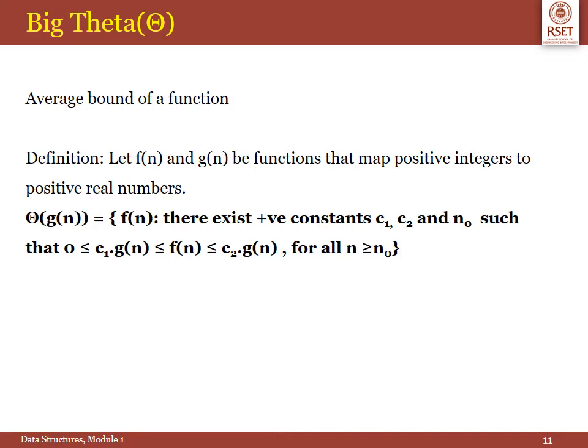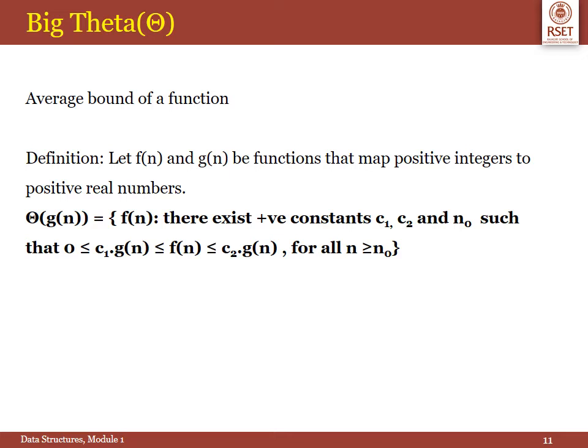Now we can formally define theta as f of n can be written as theta of g of n provided there exist positive constants c1, c2 and n0 such that 0 is less than or equal to c1 g(n), which is less than or equal to f(n), which is less than or equal to c2 g(n), for all n greater than or equal to n0.